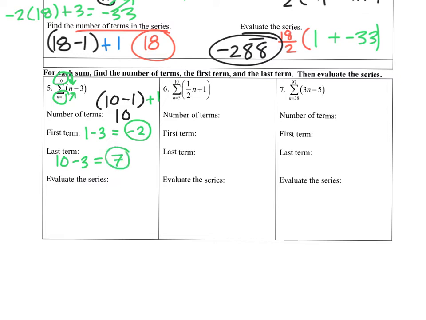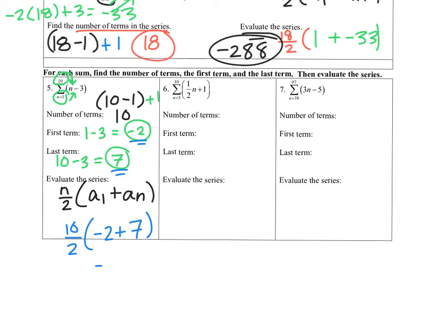So I have everything I need to know because I'm going to use this formula, n over 2, a sub 1 plus a sub n. The n represents the number of terms, which I found was 10. A sub 1 is the first term, and a sub n is the last term, or in this case, the 10th term. So when I add these up, I get 25, or when I put this in my calculator, I get 25.